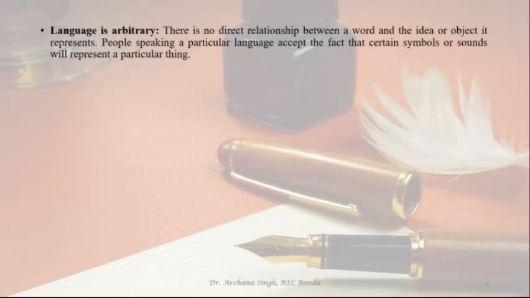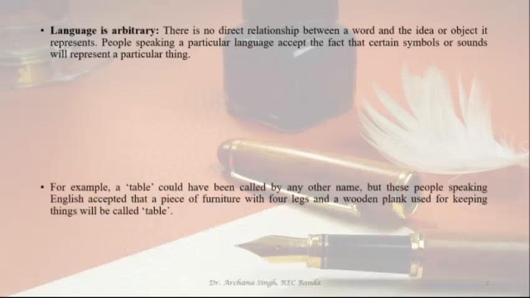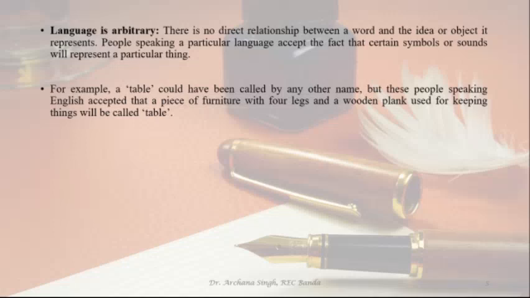Next, language is arbitrary. It means there is no logical connection between a word and the idea or the object it represents. People speaking a particular language accept the fact that certain symbols or sounds will represent a particular thing. Example, a table could have been called by any other name, but these people speaking English accepted that a piece of furniture with four legs and a wooden plank used for keeping things will be called table. So this is how there is no logical connection.